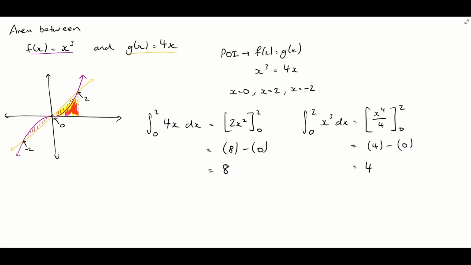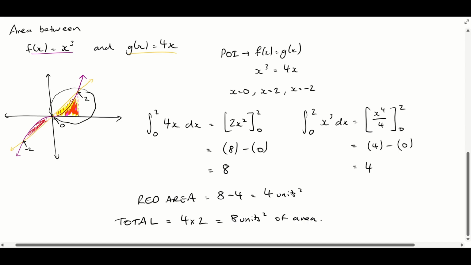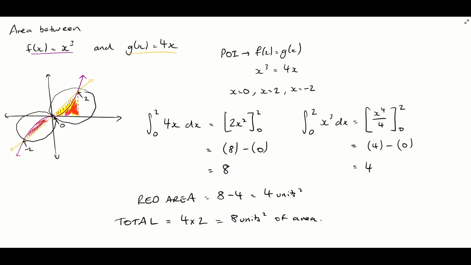So if I want the total red space, the area bound between the two curves, which is what I'm looking for, that's going to be 8 minus 4, which is just 4 units squared of area. But we've also got 4 units squared over this side in the negative space. So the total would be 4 times 2, which is 8 units squared of area. Now, if this wasn't symmetrical, then I would do this bit first, I'd get an answer for that red area, and then I would do this bit second, get an answer for this second part, and then add them together. But the beautiful thing about this question is that it is a symmetrical graph.